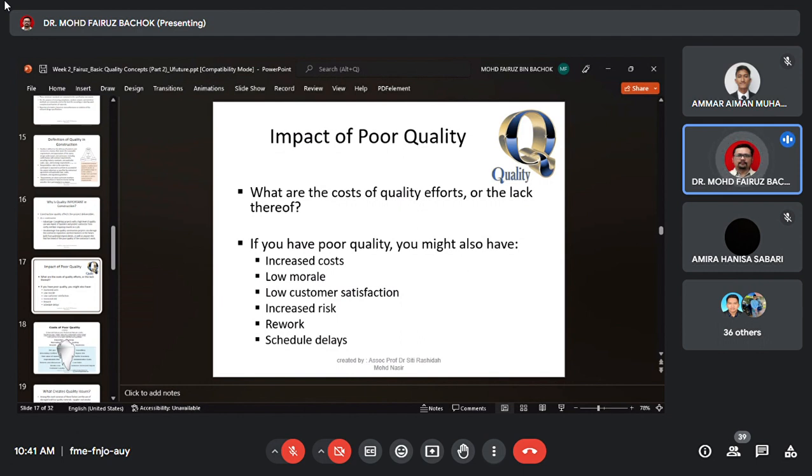That's why to avoid all of that, please avoid poor quality construction, because it will affect your morale. Your morale will be lower, you have demotivation, and also low customer satisfaction. Once the customer is not satisfied with the work, there's no repeat project, and also increased risk with poor quality. In case of a failure in the construction, that can affect the worker.